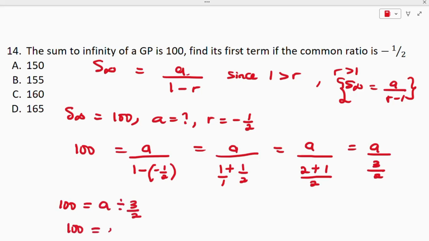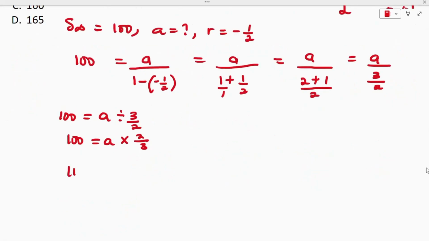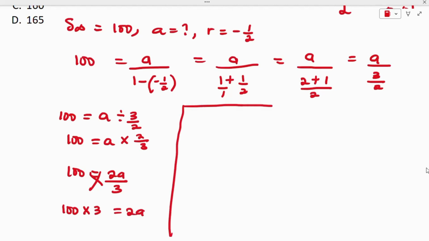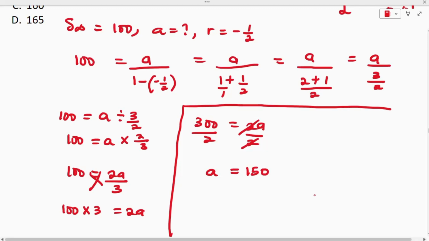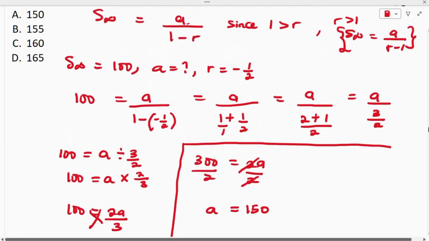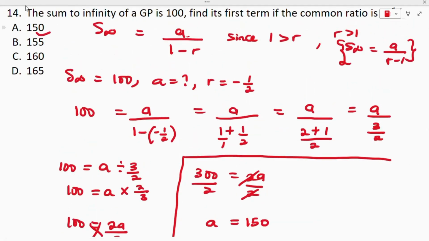So 100 is equal to a times 2 over 3. Okay, so we have that 100 is equal to a times 2 is 2a divided by 3. So you cross multiply, we have 100 times 3 is equal to 2a. So from here we have this to be 100 times 3 is 300, which is equal to 2a. Divide both sides by 2 to isolate a. This we cancel out, so we have that a is equal to 300 divided by 2, which is going to give us 150. So we know that the first term a is equal to 150. So from the options we have that A is the correct answer. So let's go on to the next question.